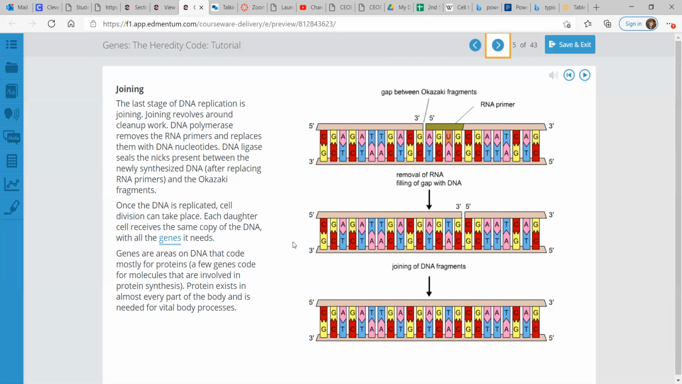Genes are areas on DNA that code mostly for proteins. A few genes code for molecules that are involved in protein synthesis. Protein exists in almost every part of the body and is needed for vital body processes.